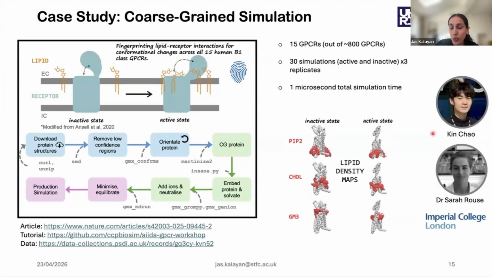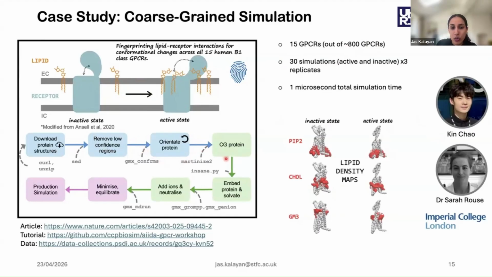So Kin, whilst he was a graduate student with us, ran simulations of GPCR proteins. These are proteins embedded into a membrane, and he was looking at the interactions of lipids on these 15 proteins out of 800. His workflow involved taking a structure, removing regions of low confidence, and orientating that protein correctly so that we can build a membrane around it.